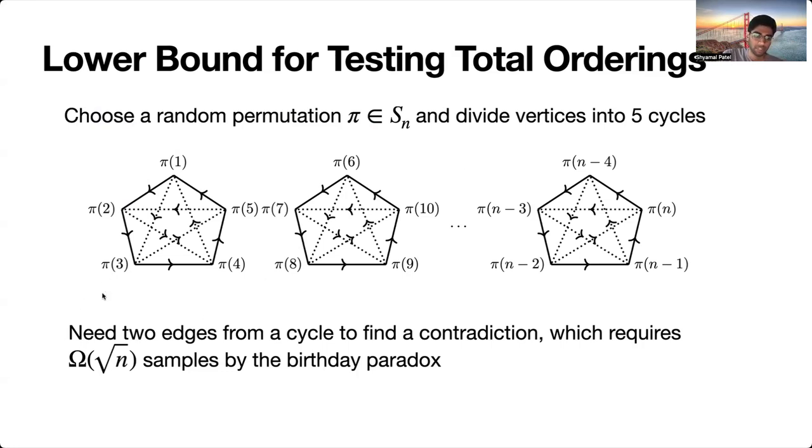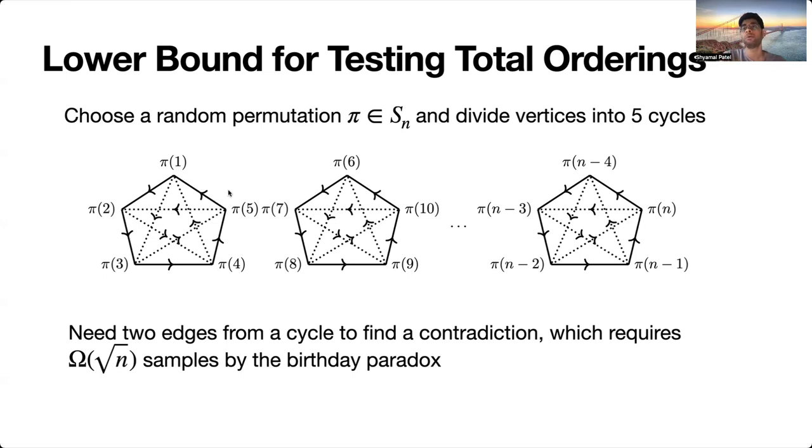Great. And so now the thing to note is that if you want to find a violation, something that doesn't look like a total ordering, you need to find two edges from a cycle, which will require square root n samples by the birthday paradox. And it turns out that queries won't help you find these any faster. So this will give us a square root n bound. If we find two edges, we clearly can reject. Like if we find pi 1, pi 5, pi 3, pi 4, we'd see this 4-cycle and we could reject. But if we only get one edge, everything looks consistent with being a total ordering.